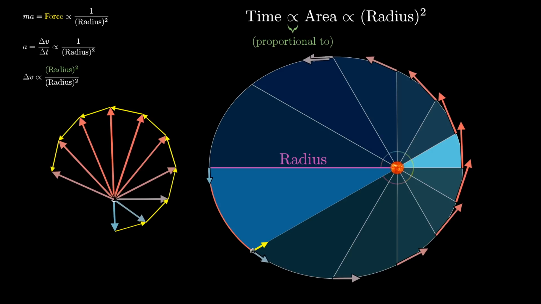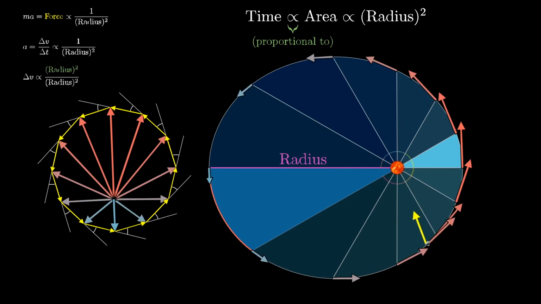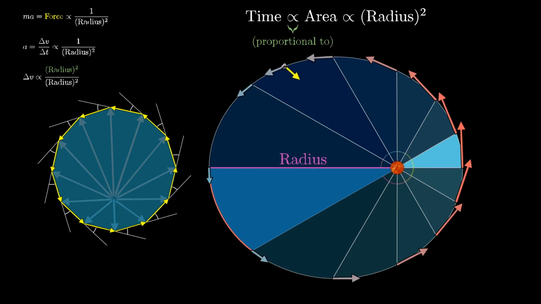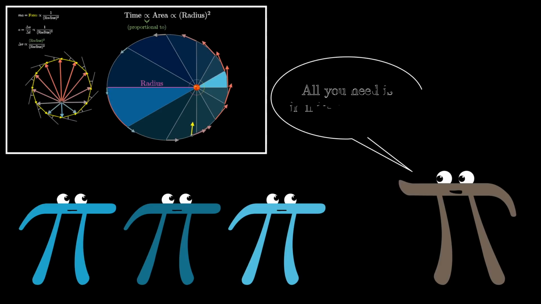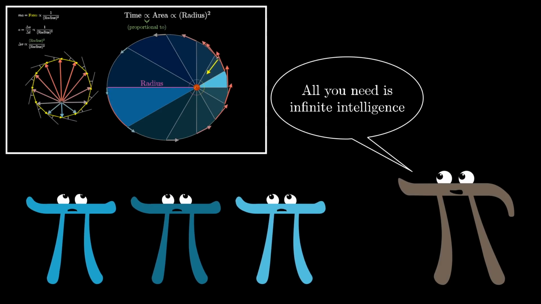Also, since the force vector is always pointing towards the sun, as you go from the start of one slice to the next, that force vector, and hence the acceleration vector, is turning by a constant angle. In geometry lingo, what this implies is that all the external angles of our polygon are going to be equal to each other. I know that this is a little tricky, but hang in there. Remember, all you need to follow along is infinite intelligence.